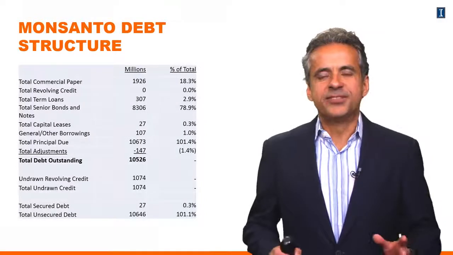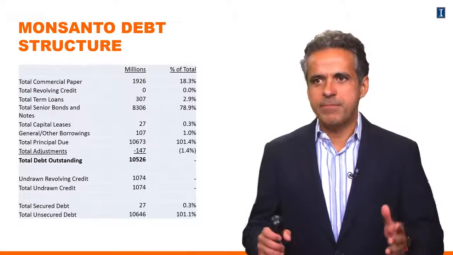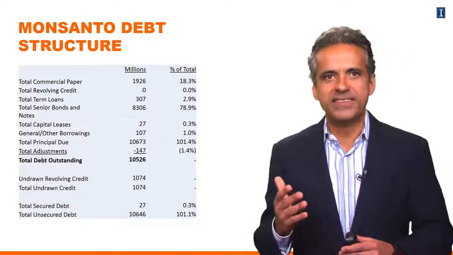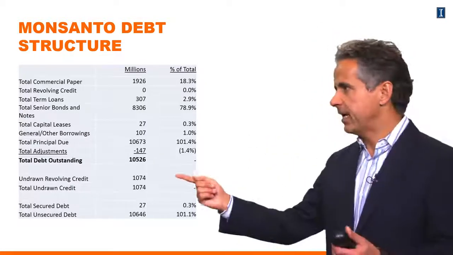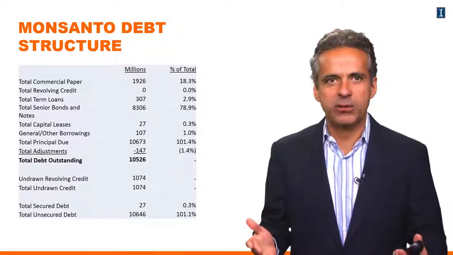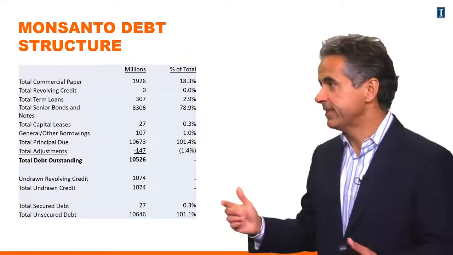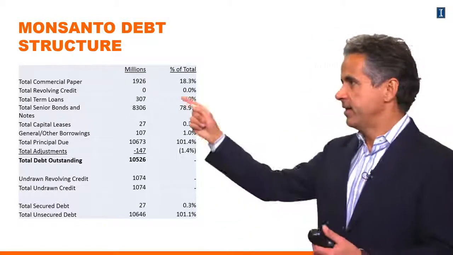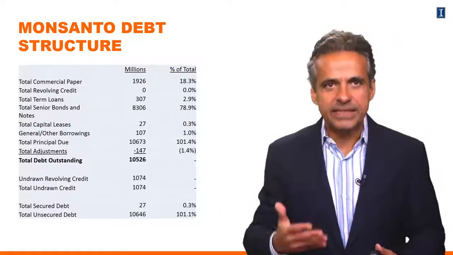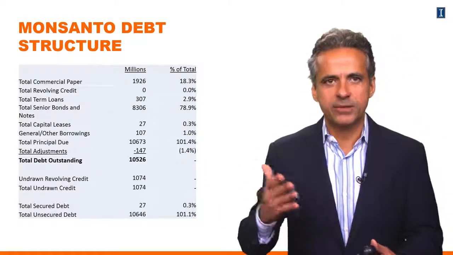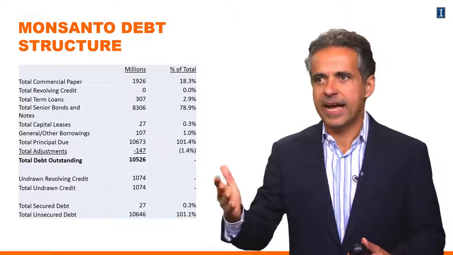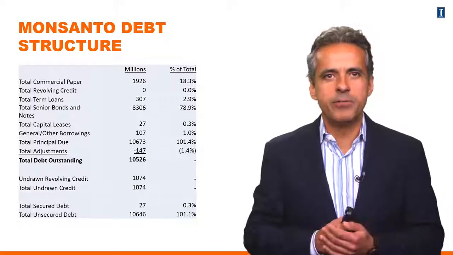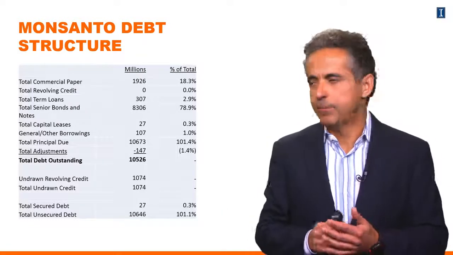So here is the debt structure for Monsanto, and this is what I mean by debt structure. Instead of just looking at the total amount of debt that a company has, which in the case of Monsanto is $10.5 billion, what we're going to look at is what type of debt a company has. In this case, I listed all the different types of debt securities that Monsanto had issued at that time. This is essentially September 2016, the same time period we're looking at in the previous example.